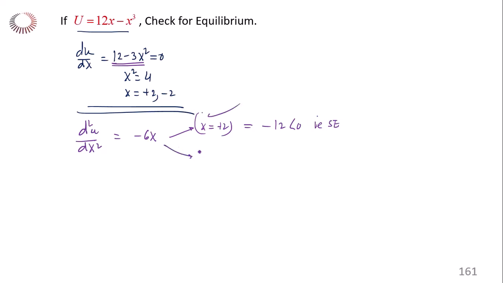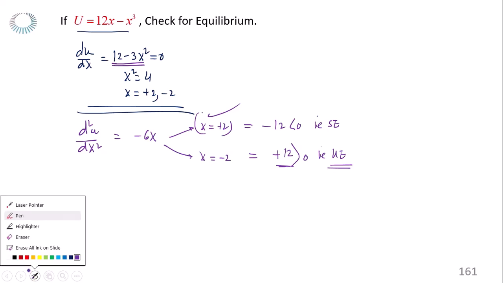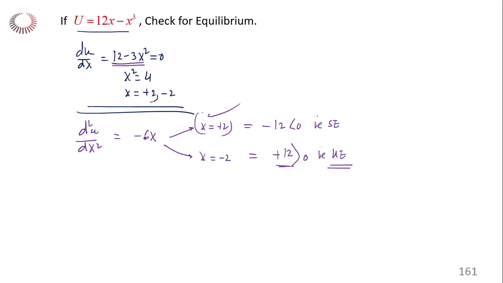If I put x equals to minus 2, then I am getting plus 12. Okay, so plus 12 is greater than 0. That means it is unstable equilibrium. So depending on whether I am getting the positive number or negative number, I have to comment whether I am getting the stable or unstable. Now, once I am getting two values, I have to check for both the points. So at plus 2 and minus 2, I have to check both the points, and accordingly I can say whether I am getting the stable equilibrium or unstable equilibrium. Okay.